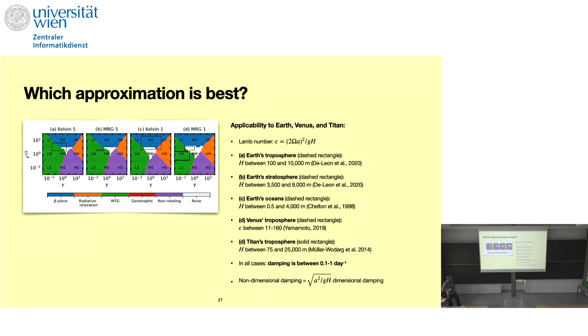This would be Earth's stratosphere. The oceans, here the dashed rectangle is Venus, and here the solid rectangle is Titan. Fortunately, I don't have time to go over the choices, but I will say that because of the log scales on the axis, factors of 2 here don't change the regions much.